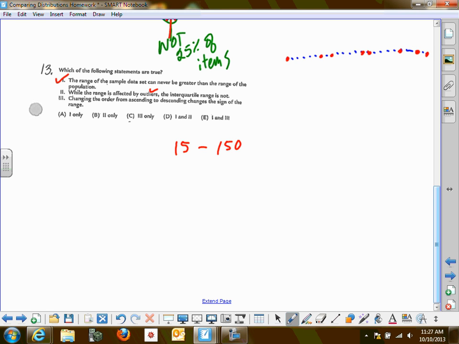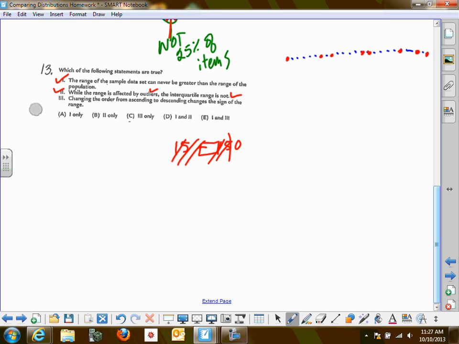That's true. Is the IQR not affected by outliers? That is true, because if we start knocking off pieces of data to get to the middle 50%, we're knocking off the outliers. So the IQR is not affected. Okay, so that's true. That's good.